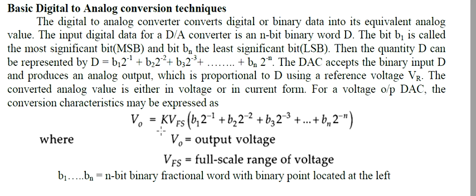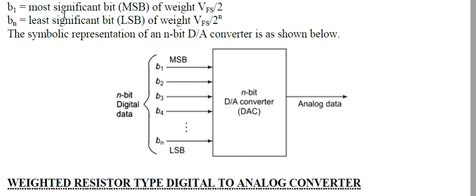So the output voltage V0 is equal to K into Vfs, B1 into 2^-1 plus B2 etc., Bn into 2^-n. B1 is the MSB bit and its weight is Vfs by 2, and Bn is the least significant bit, whose weight is Vfs by 2 raised to n. This is the symbolic representation of an n-bit digital to analog converter, B1 to Bn. This is the n-bit digital data, this is the MSB bit, this is the LSB bit, and this is the analog data.